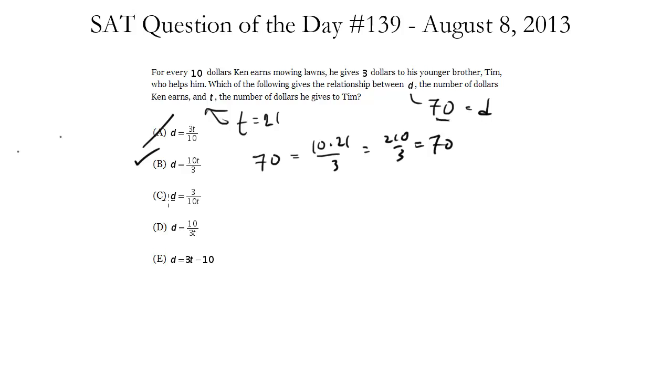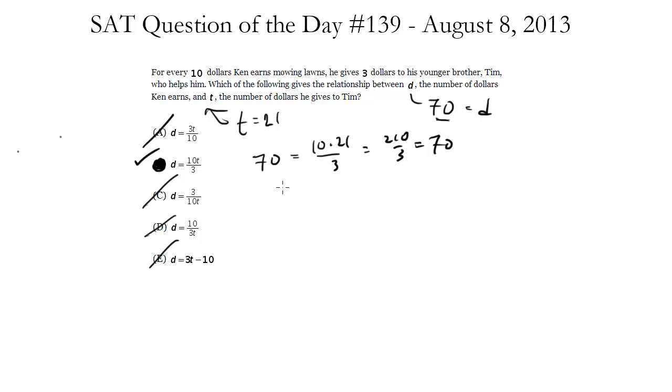Let's check C. So C is going to be 70 equals 3 divided by 210. No. D: 70 equals 10 divided by 63. No. E: 70 equals 63 minus 10. No. Only choice here that works is B, and that's the answer. That's the plug-in way. Of course, any numbers you plug in, as long as you're plugging in the right numbers in terms of what the problem tells you, the restrictions on D and T, you're going to be good.